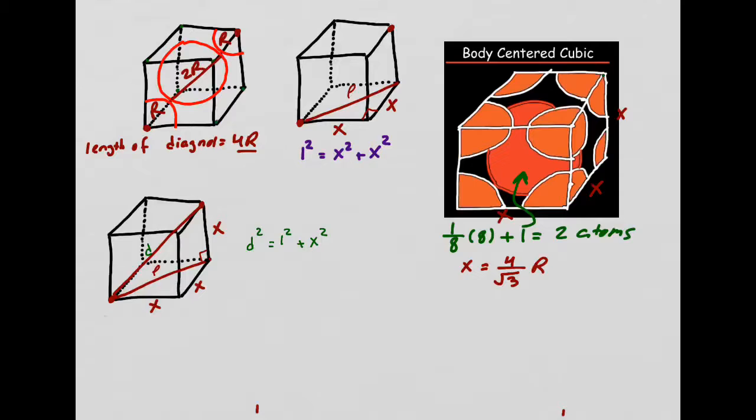Now, what I'm going to do is sub for L squared. What can I sub for L squared? I can sub X squared plus X squared. Do you guys agree? So D squared is going to equal, instead of L squared, X squared plus X squared. And then I have an X squared here. So what I did was just sub for L squared, I subbed this one over here.